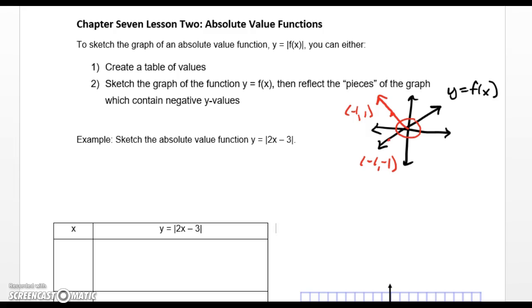So in this video, I'm going to show you how to graph just using a table of values. I'm not going to show you how to sketch the graph given the actual graph of the original function. And this one here is example number 1b from your notes.